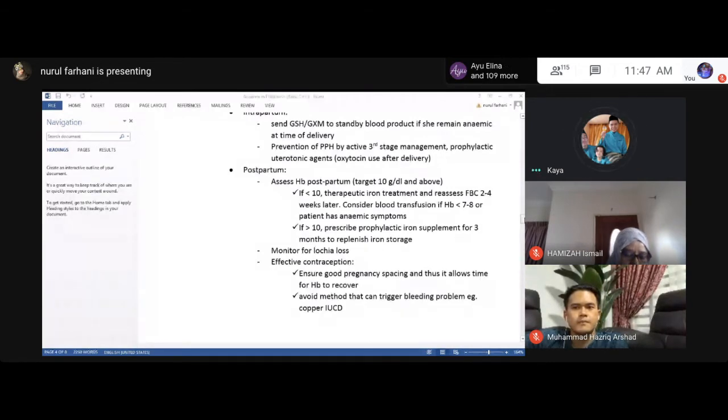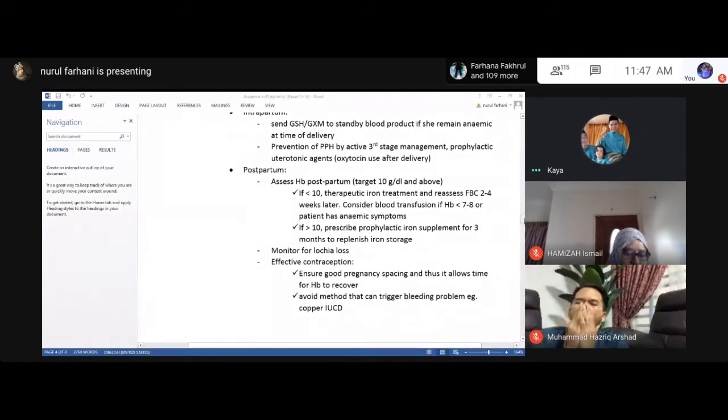So as you can see there, postpartum, we assess the Hb level. The target is 10 gram per deciliter. If the patient has less than that, we need to reassess the patient. So monitor for lochia loss. Let me just show you this picture. This is the process of lochia loss.